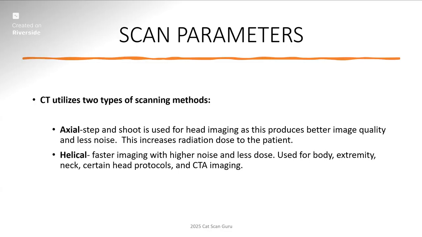Now, we also have helical mode. This is faster imaging, okay? This is used for body, extremities, neck, CTAs of the head, any CTA imaging, and certain head protocols, like a stealth, facial bones, things like that. However, with helical scanning, you get higher noise, but you get less dose. That's why we have the back filtration system and all the algorithms to clean up all that noise before the image pops up on our screen. Okay, so those are the two scan parameters that we typically have in CT.